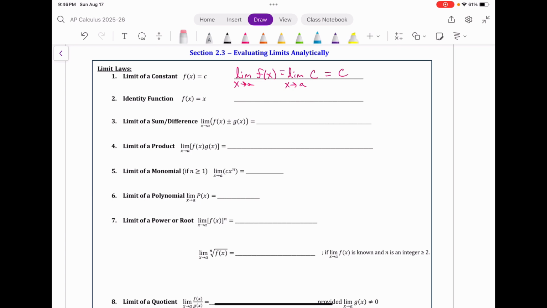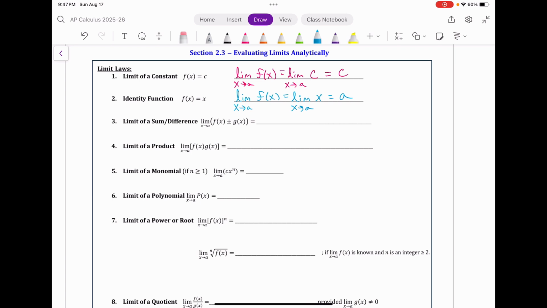Okay, next, the identity function, y equals x. If we were to find the limit as x approaches a for this function, this would be the limit as x approaches a for x, and this would just involve us doing direct substitution into the function, so it would just be a as the limit.